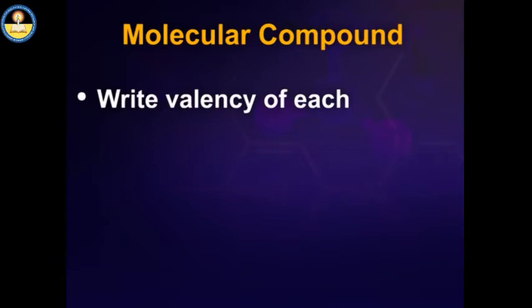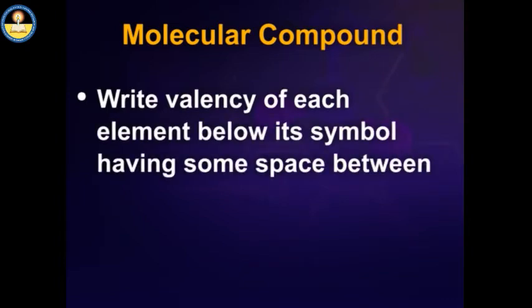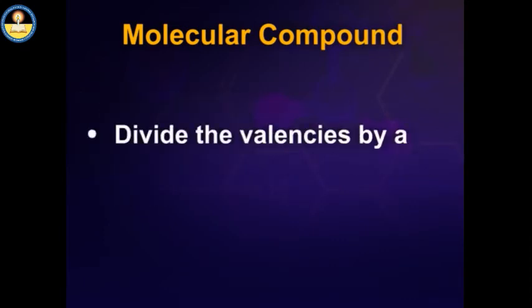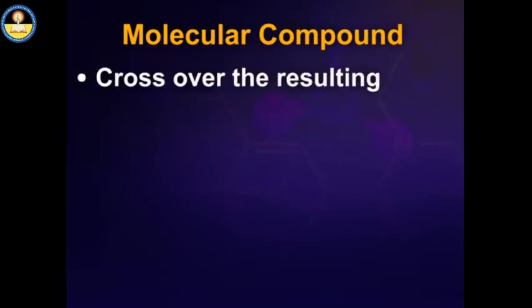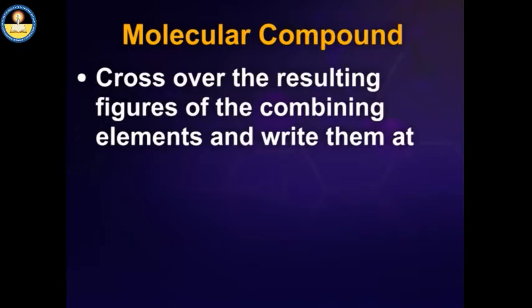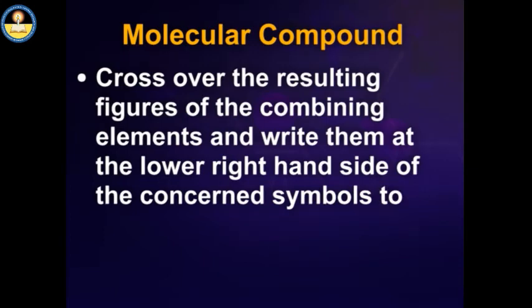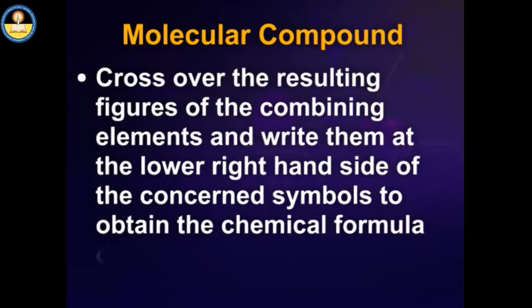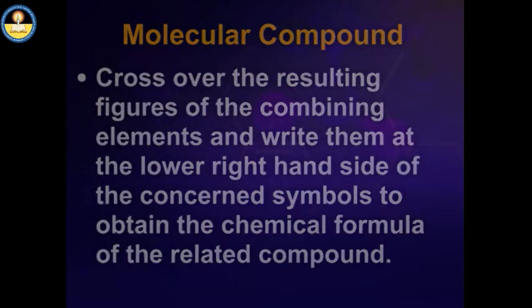2. Write valency of each element below its symbol, having some space between them. 3. Divide the valencies by a common factor, if any. 4. Cross over the resulting figures of the combining elements and write them at the lower right-hand side of the concerned symbols to obtain the chemical formula of the related compound. Let us take an example.